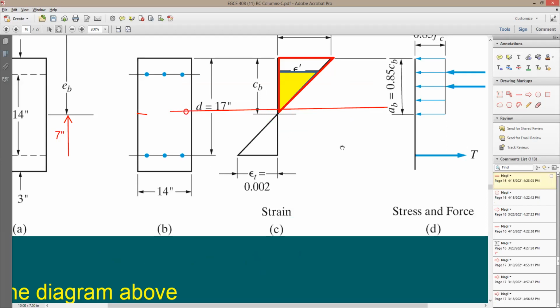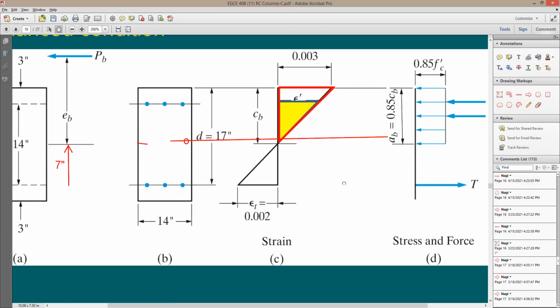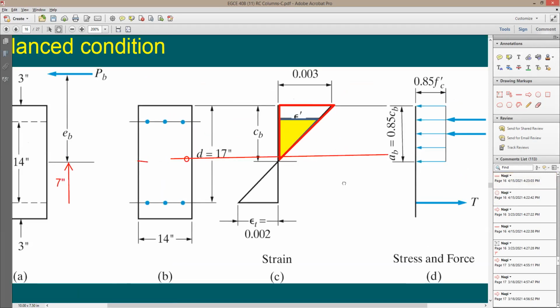Once you have the strain, you can figure out if this is going to be compression or tension. So for example, I'm looking here at this picture. Is the strain in this rebar compression or tension here? Compression. Why? Because it's right above the neutral axis. This is going to be the tension zone. This is going to be the compression zone. Now I know how much compression is going to be in this steel.